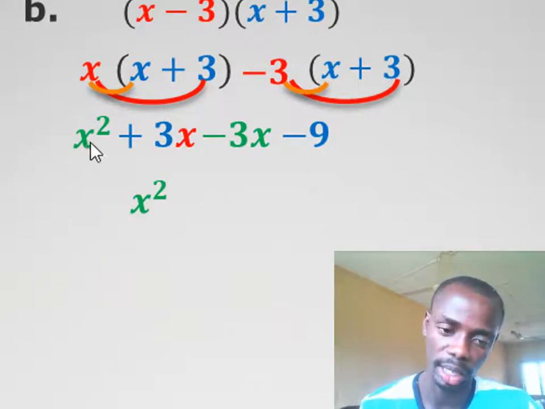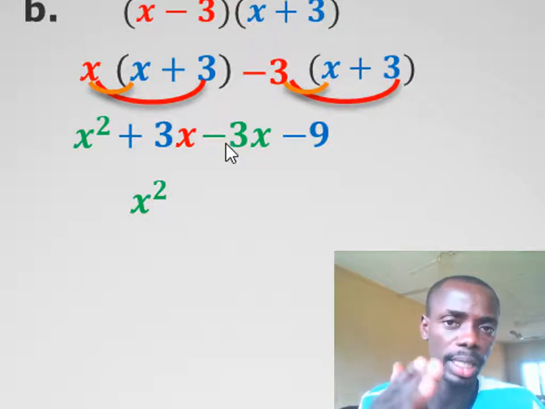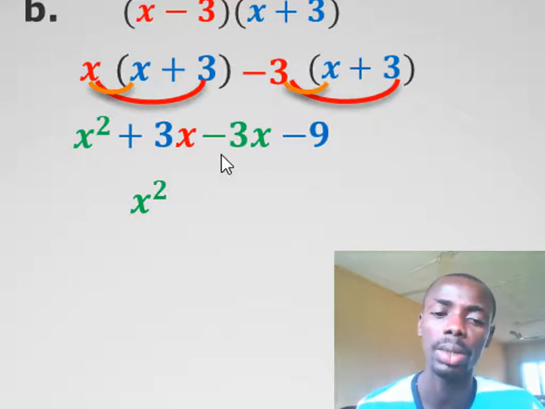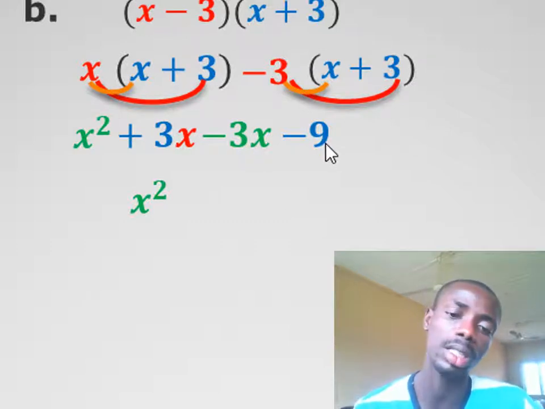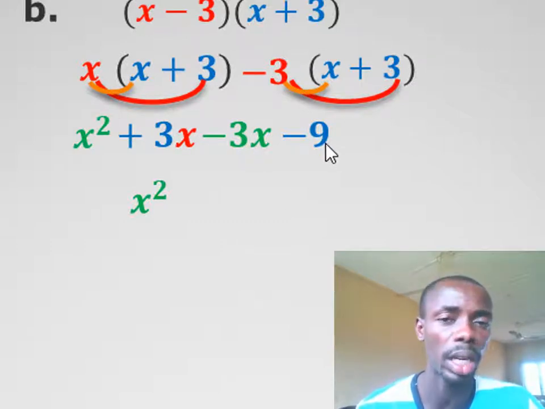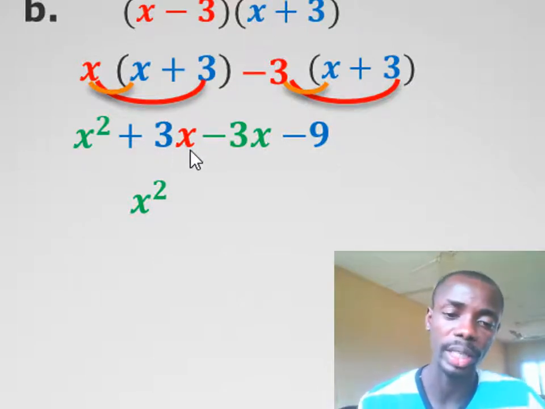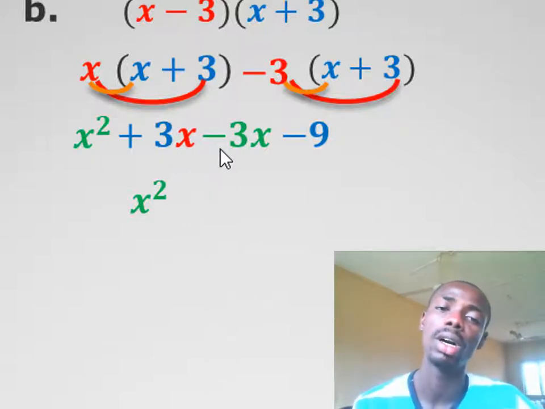Here I have x squared in green plus 3x and minus 3x. They are of the same term, so I can get their sum. Now x squared is not the same term with 3x and minus 3x. It's not the same term with them. And this is 9. 9 has no term. 9 is just an ordinary figure on its own. So the only like terms I have here are plus 3x and minus 3x, so those are the ones I can add up.